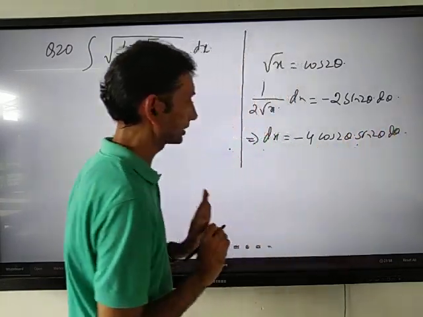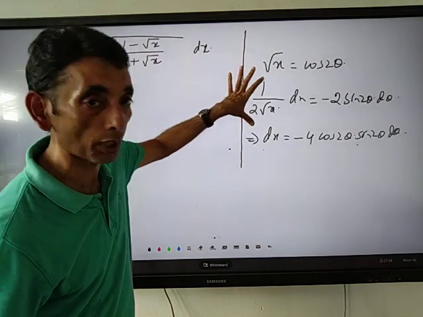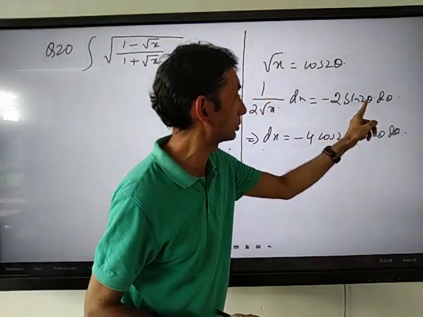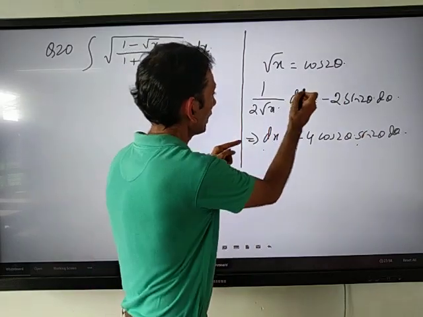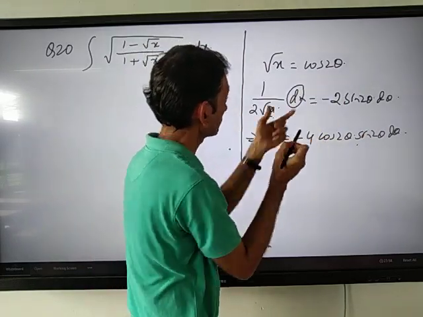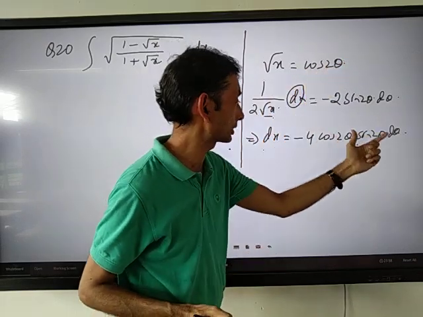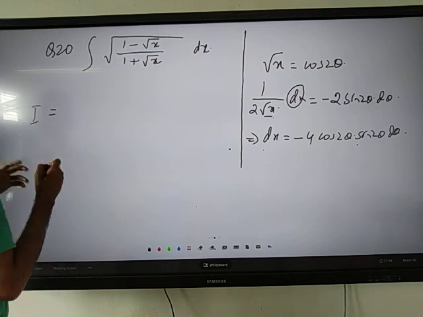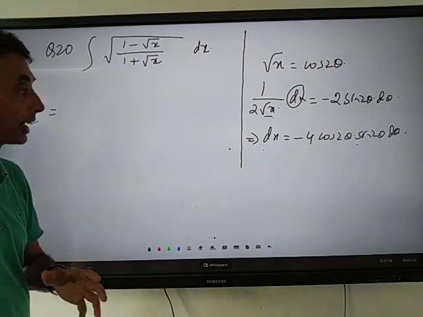Let us check that. Root x differentiation is 1 by 2 root x dx, and cos 2 theta differentiation is minus 2 sine 2 theta d theta, and we need the value of dx. If you cross multiply, it's minus 4 and root x. Root x you can substitute as cos 2 theta, sine 2 theta d theta. Let's see how we can simplify the next step.